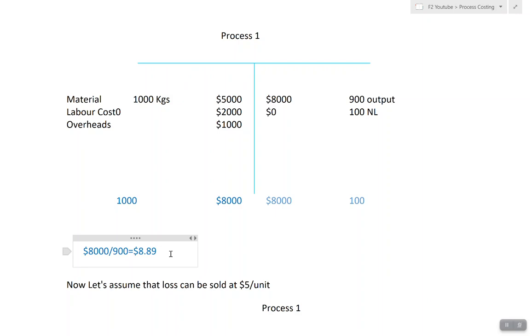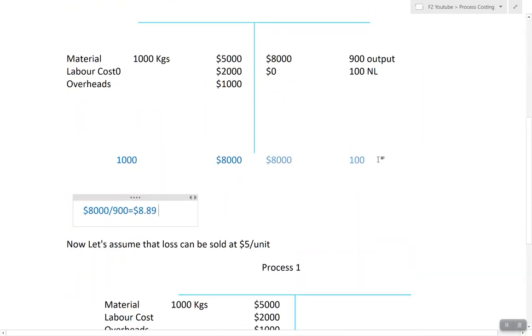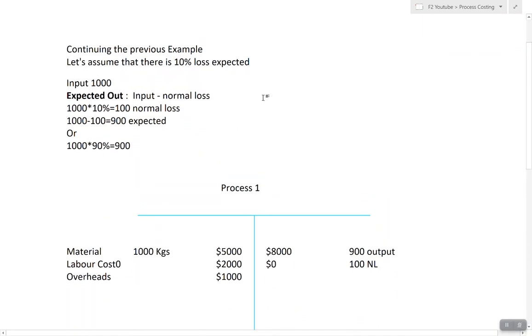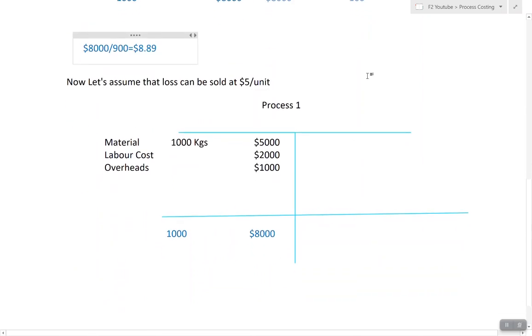So whenever companies price the product, obviously one thing is they will add a profit, but another thing is they look at the normal loss that is expected as part of the product. Now, sometimes this normal loss can have value. Maybe it is a byproduct. Maybe you're able to sell that pulp.